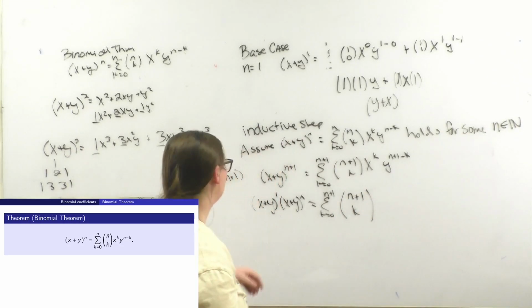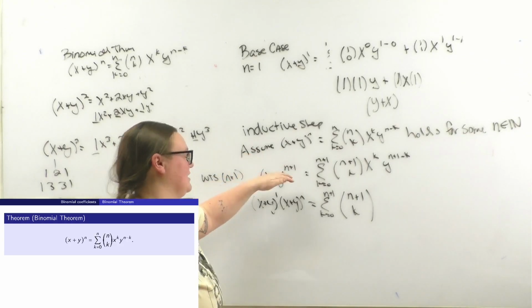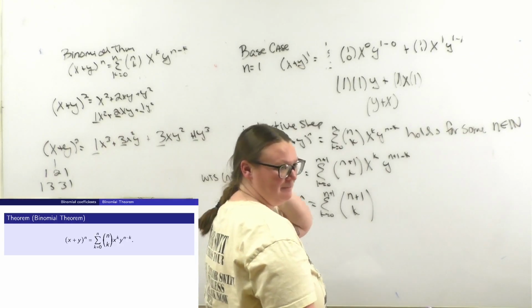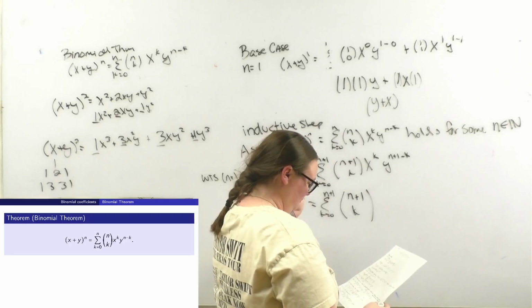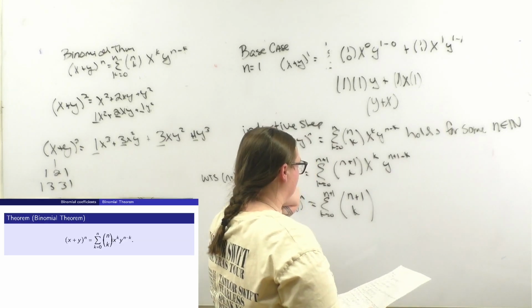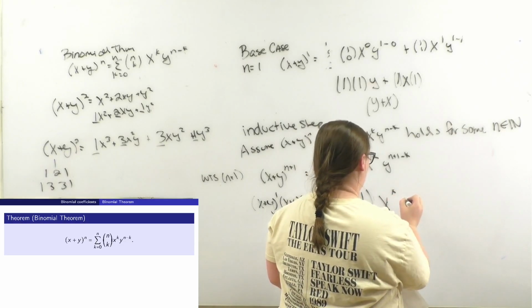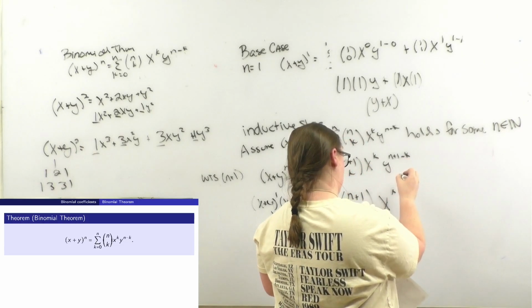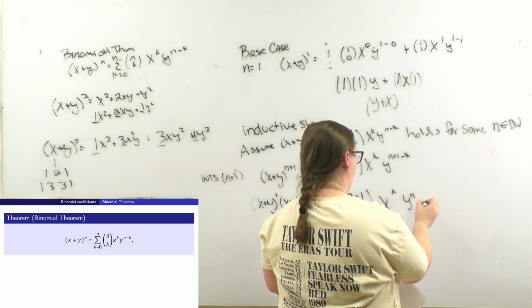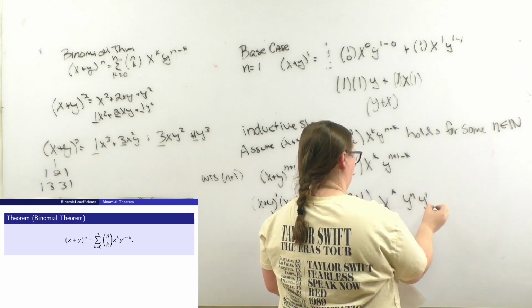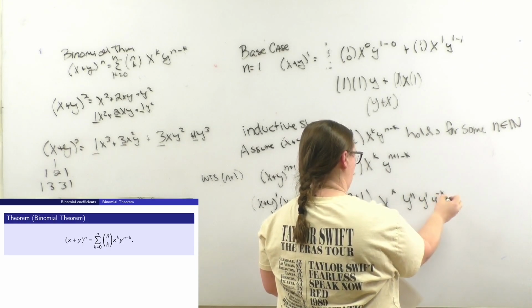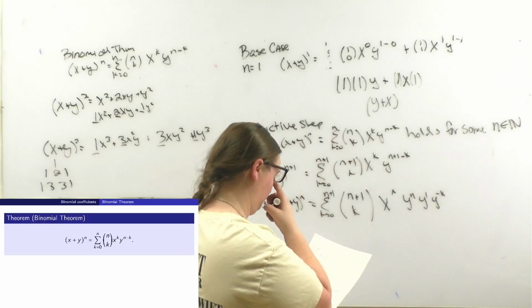I always feel like you're supposed to show it with a different variable, and it's fine. What do I have now? x to the power of k. And then I have one of these. And I think I have one of these, right? And then I have one of these. Does that work? Am I going a little crazy here?